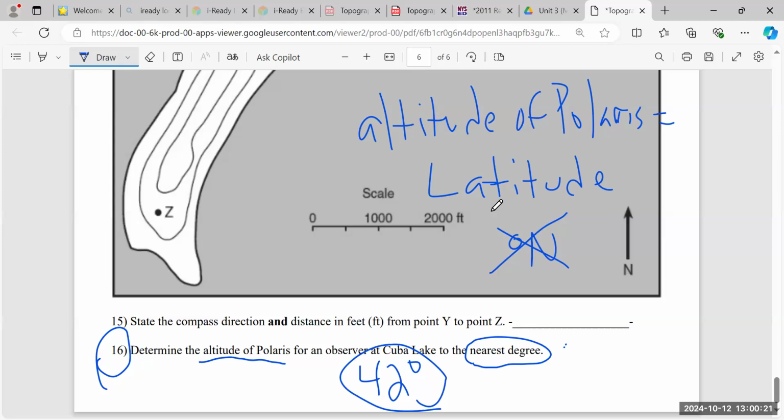It's just 42 degrees. All right, if you wanted to see the first couple of problems, you should watch my other video. That's labeled Topographic Map Review number 2.